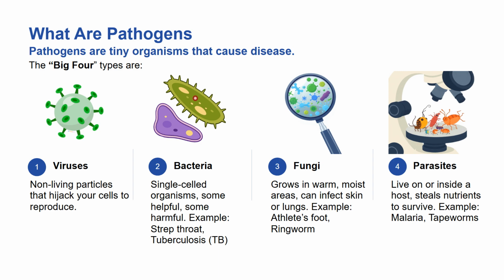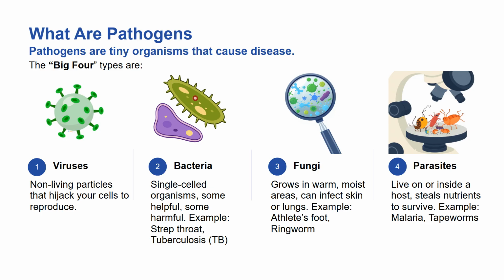What are pathogens? Pathogens are tiny organisms that cause disease. There are 4 main types of pathogens. The first is viruses. Viruses are non-living particles that hijack your cells to reproduce. Examples include influenza, or the flu.